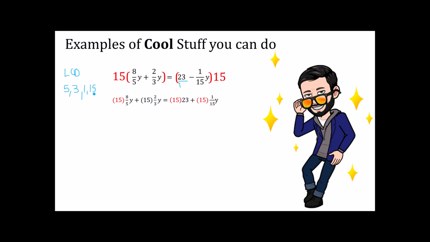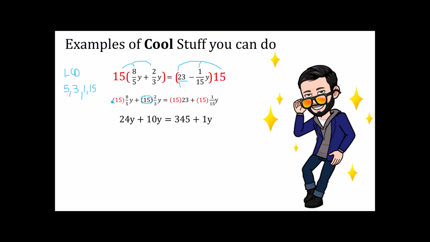And I can take that 15 and I can give it to everything in these parentheses. Notice this one should have been red. I missed that. I'll fix that later. I can give that 15 to everything on the left side, give that 15 to everything on the right side, and I end up with this equation. Now, 15 times 8/5 is, let's see, 15 times 8 is 120 over 5, which will simplify. This is 30 over 3, which will simplify. This is going to be 345, and 1/15 of 15 is a 1.